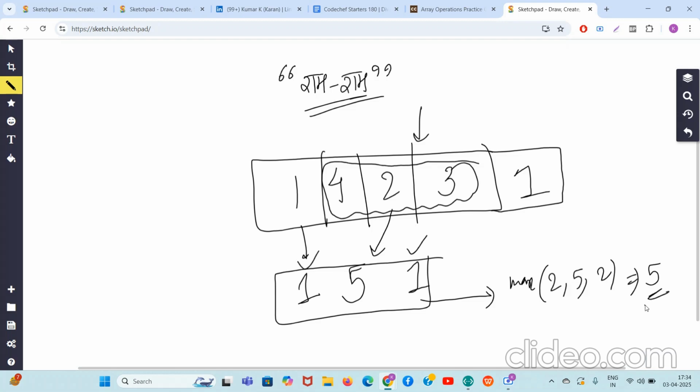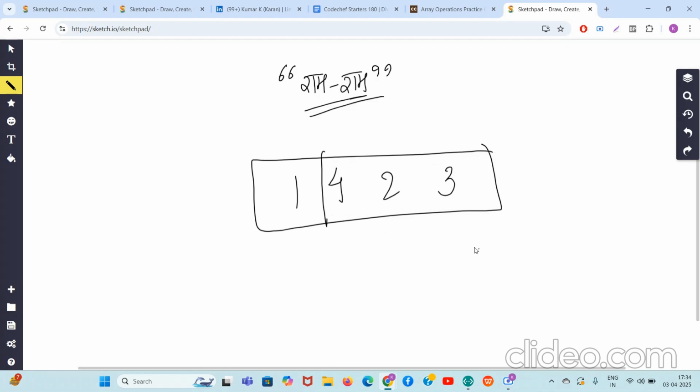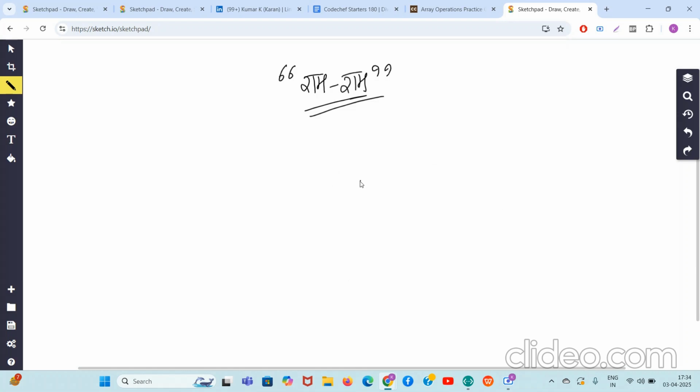Five as the answer. But is there a better way to do this? Let's think about it. First of all, we did the operation here, then we did the operation on these remaining numbers. So 5 is the best answer in this particular case. But what if your array was like this?